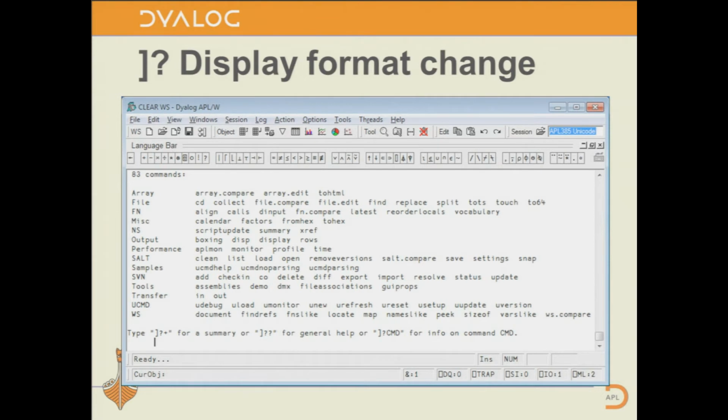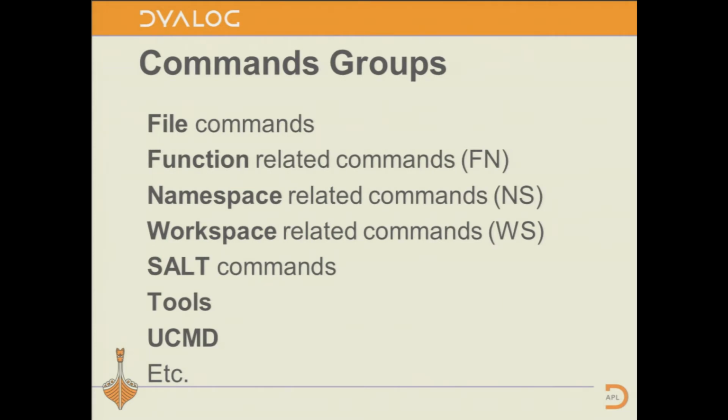So you can see here on the left, you have all the names of the groups, and on the right, every single command that belongs to that particular group. For example, here in the group array, you have array compare, array edit, to HTML, and so on and so on. So these are the 83 commands that we have at the moment. The groups: we have the group file, which obviously is related to files, the group fin, which is related to functions, ns to namespaces, ws to workspaces. We have the salt commands, we have some tools, even user commands related to user commands so that you can manage them.